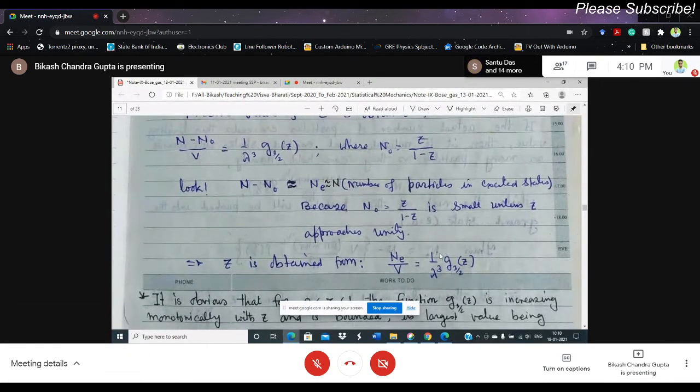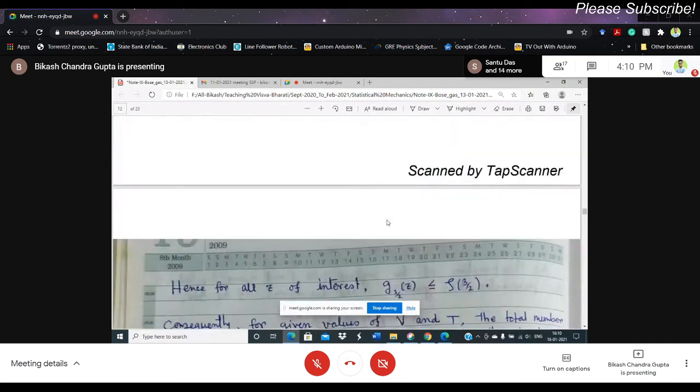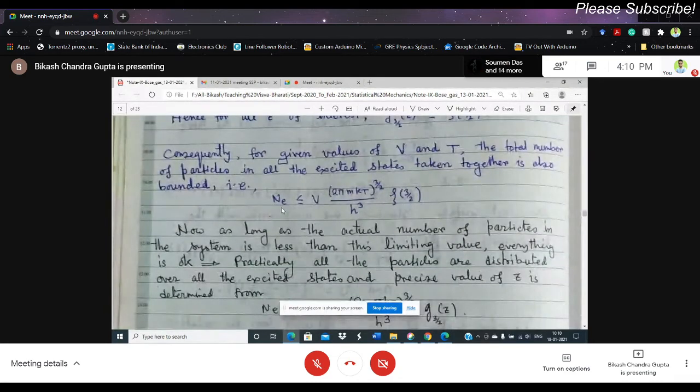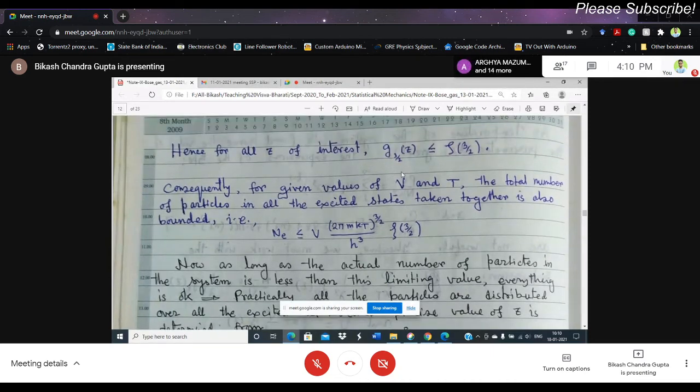This, right? And therefore, λ is the thermal wavelength. And therefore, you see that Ne/V has to be less than or equal to 1/λ³ g_{3/2}(z), because z has a maximum value of 1, so the maximum value is this. So the number of particles accommodated in the excited states should be less than or equal to this number.